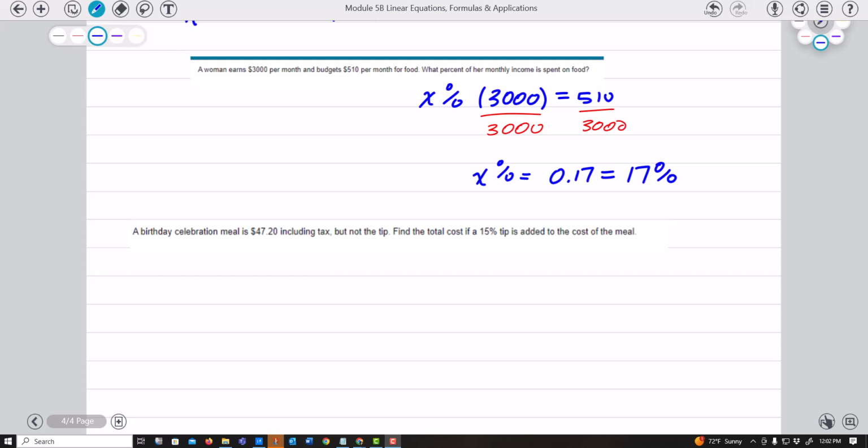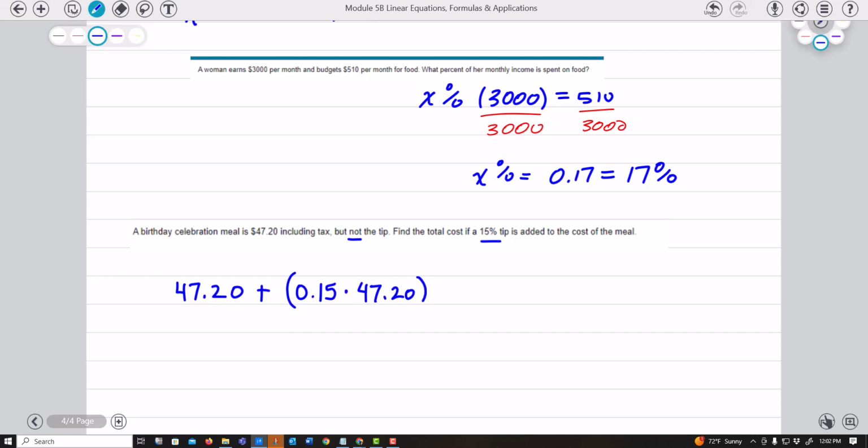Now we're going out to eat. It says a birthday celebration meal is $47.20, including tax, but not the tip. Find the total cost if we're going to add 15% tip. So definitely something we can all relate to. So my total is $47.20 plus I'm going to take 15%. I'll just put this in parentheses of that $47.20.